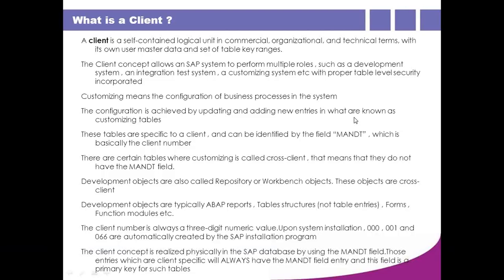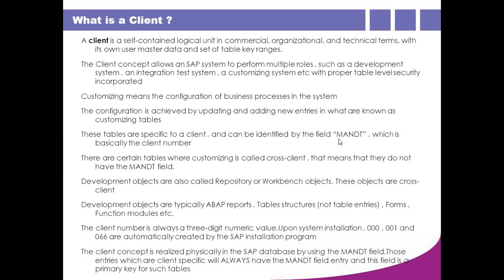So how does the system know? For example, you log into a client and you are accessing some data. How does the system know I should not access other client data? If any table contains the MANDT field, it won't allow you to get other client data. That means it won't allow you to touch other client data. That means that is a client specific table.